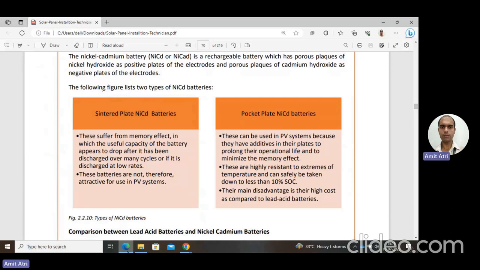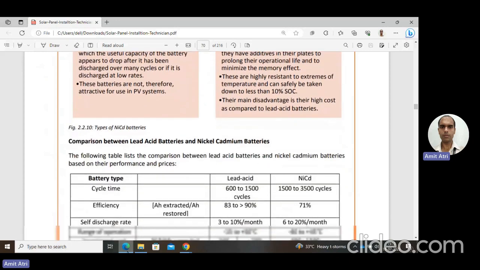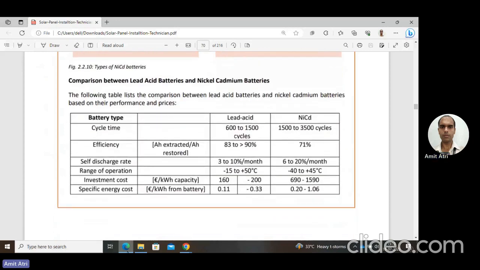But on the other side, the cost is high as compared with the lead acid battery, because the cost of the installed system directly affects the cost of energy produced, meaning the cost per kilowatt unit of electricity is directly affected by the cost of the individual components.